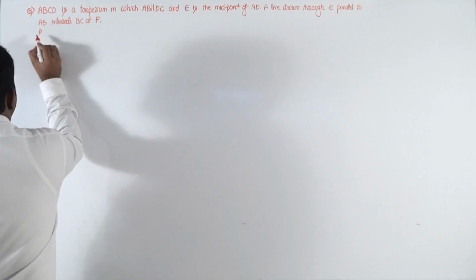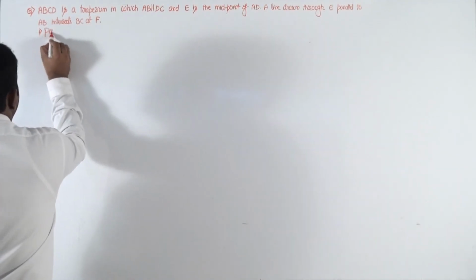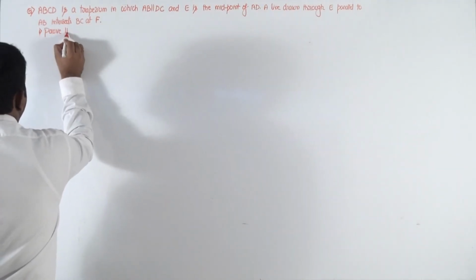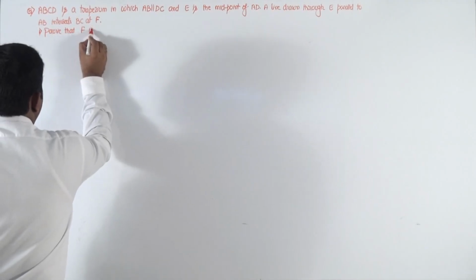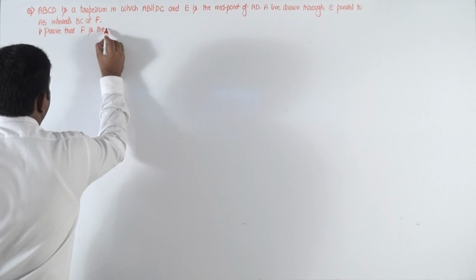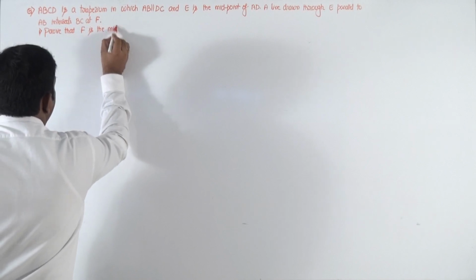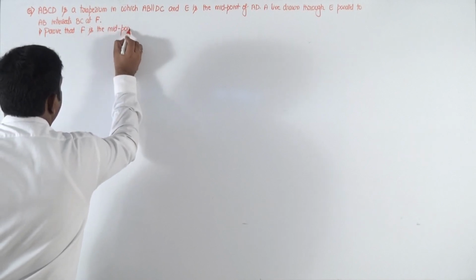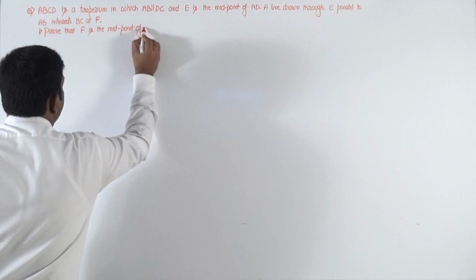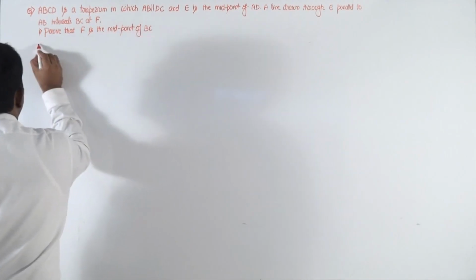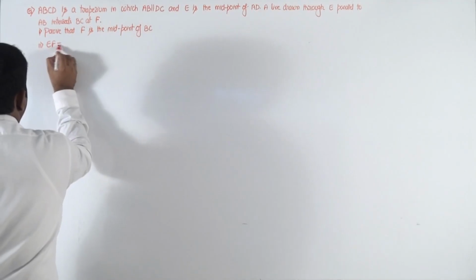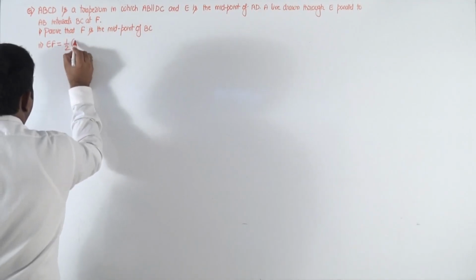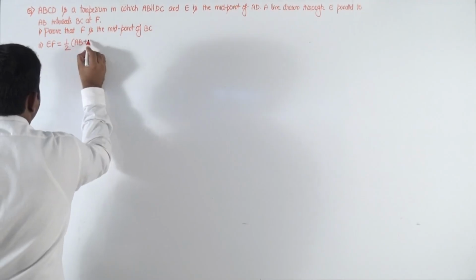Bit number 1 is, prove that F is the midpoint of BC. Second bit, EF is equal to half of AB plus DC.